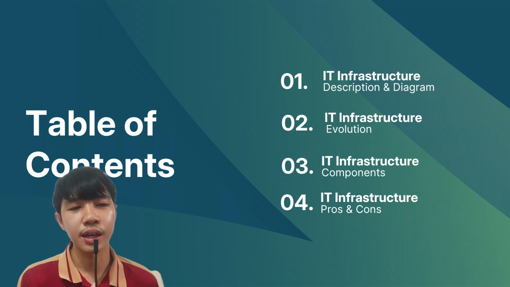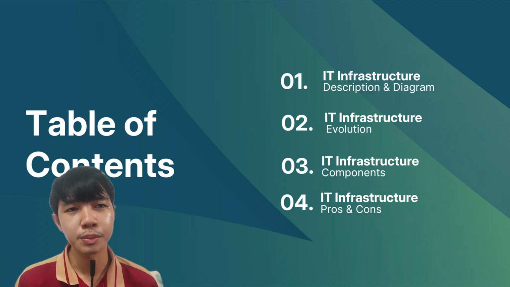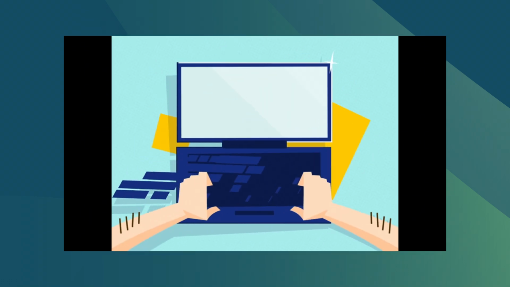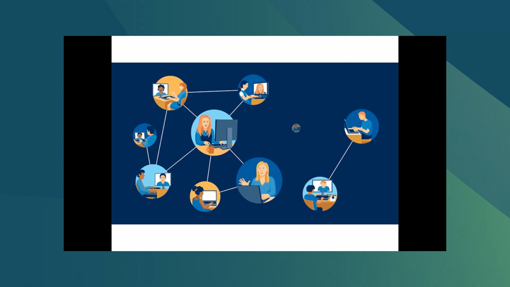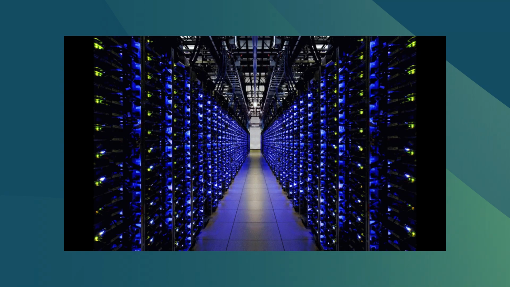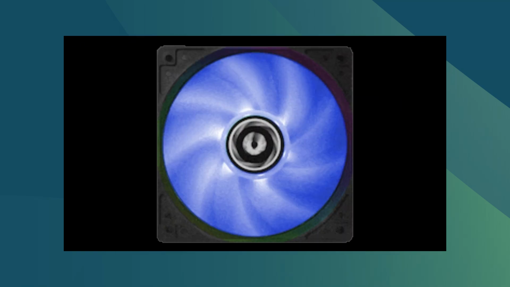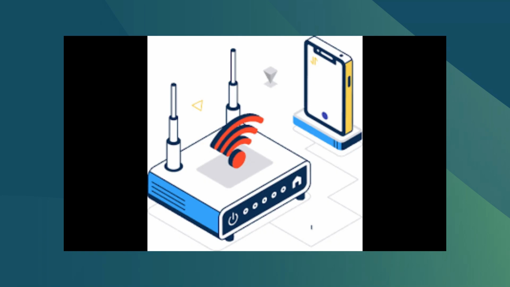After discussing the evolution of IT infrastructure, now that we know the history, let us proceed to the components of IT infrastructure. What are they? IT infrastructure consists of four main components. These are hardware, software, networking, and facilities. The first is hardware, which includes servers, computers, storage devices, and networking equipment.